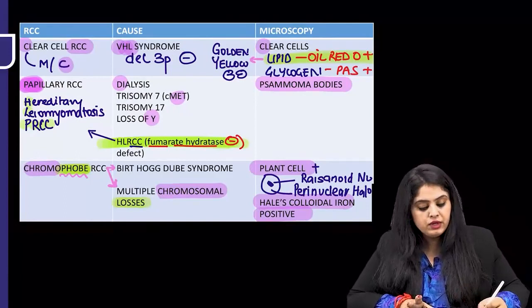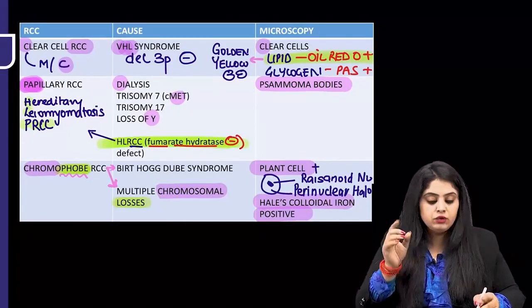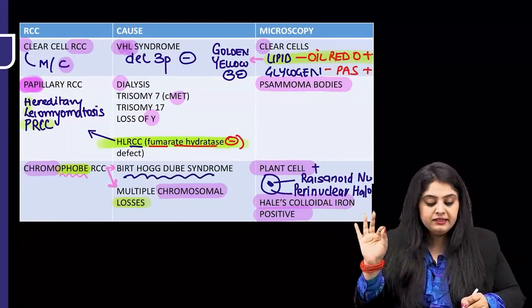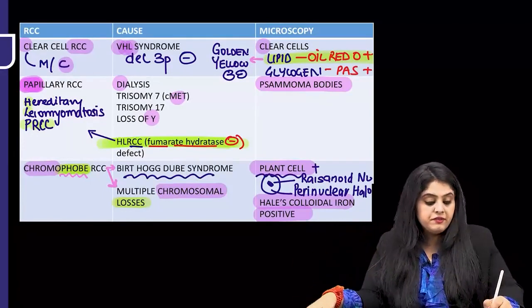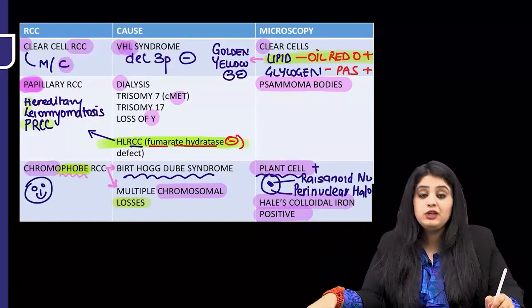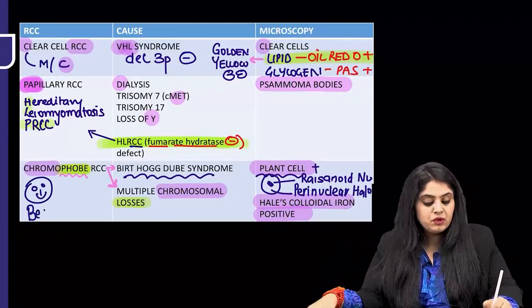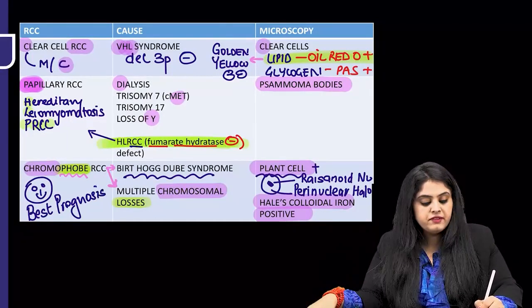So what do I have to know? It is a very nice tumor. It is not killing the animals and it is loving the plants. मतलब it is a very, very good tumor. Vegetarian tumor है. It has the best prognosis. It's a vegetarian tumor. Very, very nice.